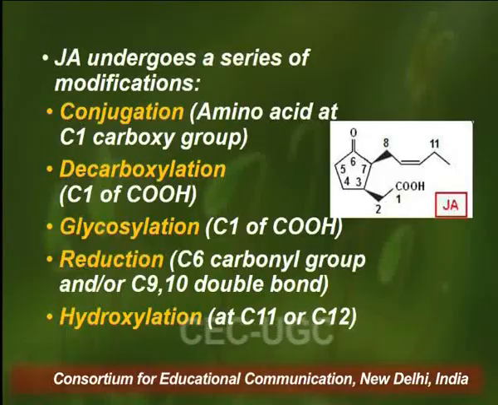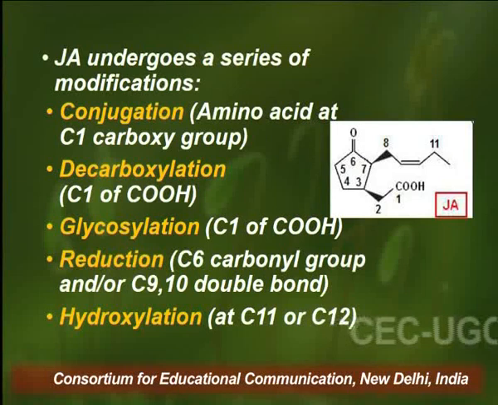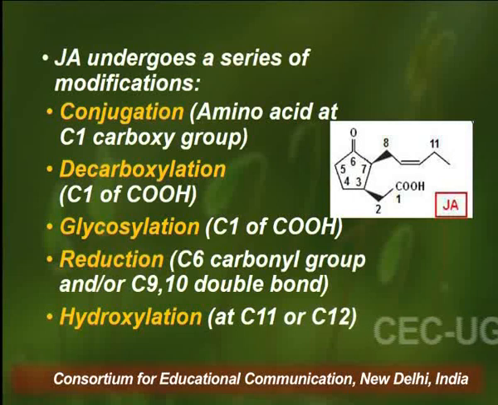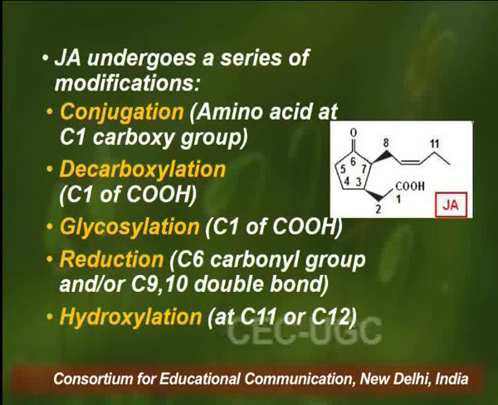Dehydration is there, decarboxylation is there, oxidation is there, hydroxylation is there. So through these modification reactions, jasmonic acid produces different jasmonic acid derivatives that are present in the plants. And these are the various modification reactions, like conjugation, wherein the jasmonic acid molecule attaches itself to an amino acid, and this conjugation normally happens at the first carbon of the carboxyl group. You will see most of these modification reactions occur mainly at the carboxyl group carbon atom.